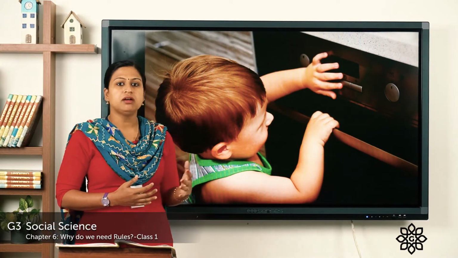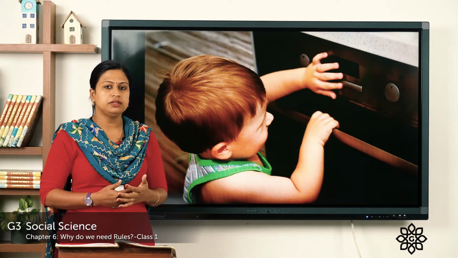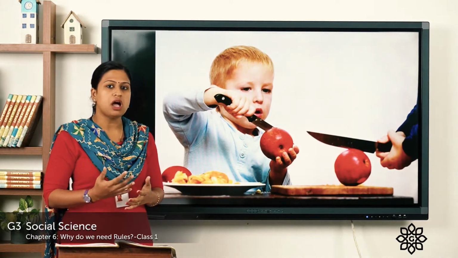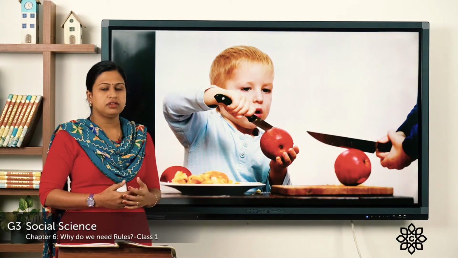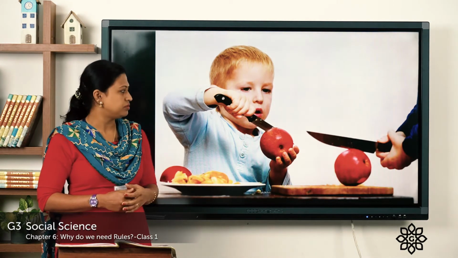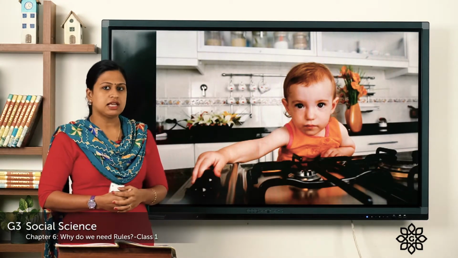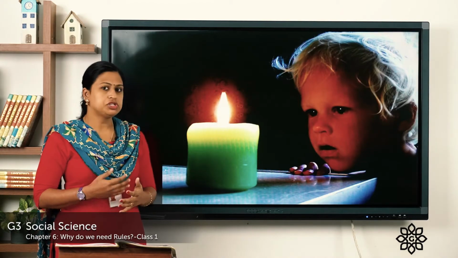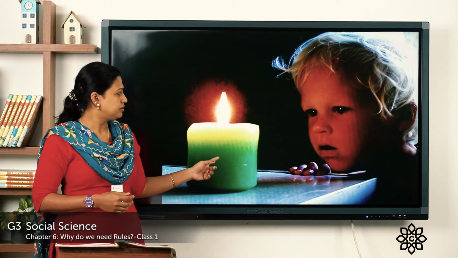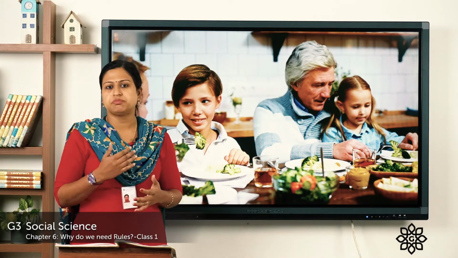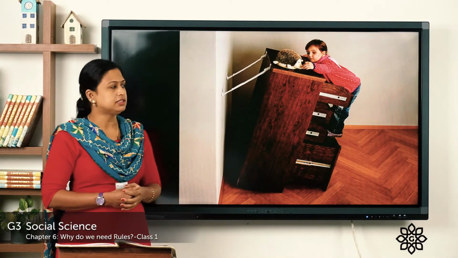You should not play near hot appliances like oven, heater, and so on. You should not play with sharp objects like knife. You can use it when your parents are with you. Children should be kept away from gas stoves. You should not play with fire. You should eat your meal at the table and you should practice table manners. You should not climb on furniture. You may fall and get hurt.